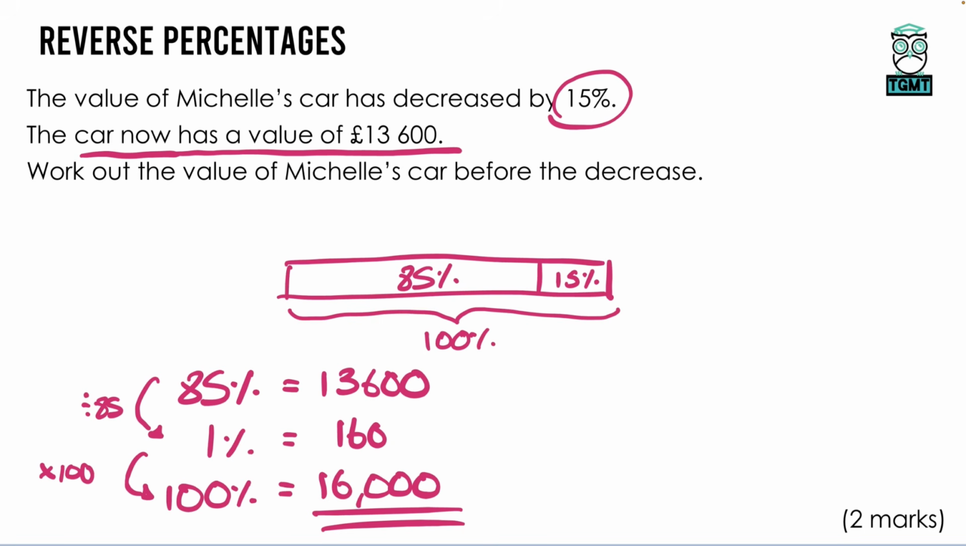Now you can also be told that something has gone up in value, and if it's gone up in value, it might be that the percentage you are given is more than 100%. For example, if it had increased by 15% and the car now had a value of 13,600, that would be 115%. We would divide by 115 and then times by 100. But there we go, there is a reverse percentage.